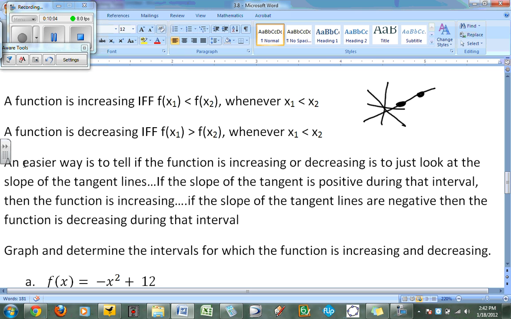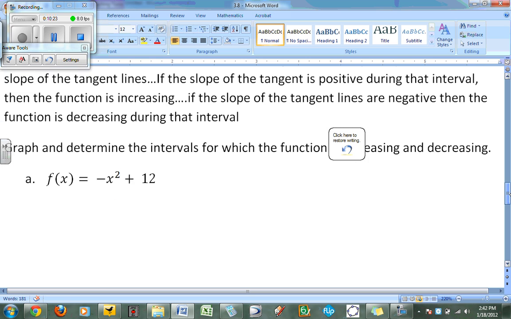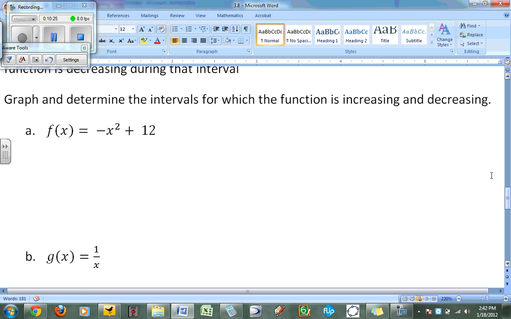And I say that in this paragraph right here. It's an easier way to tell whether it's decreasing. Just look at the slope of its tangent line. If the slope of its tangent line, which would be what we get when we take the derivative, is positive during that interval, then the function is increasing. If the slope is negative, then it's decreasing. All right? So these last examples here, we're going to graph and determine the intervals for which the function is increasing, decreasing.